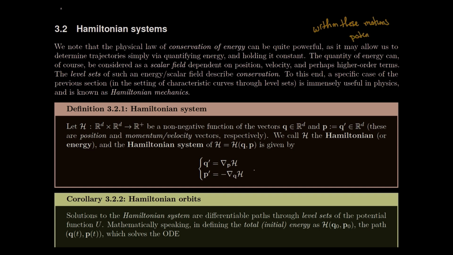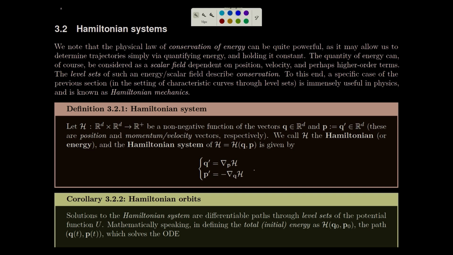And so what happens is within these motions, potential energy and kinetic energy oscillate, and they oscillate against one another, right? You have high potential energy at one point in time and very low kinetic energy at one point in time, and then at a later point in time they flip. So they kind of oscillate between potential and kinetic energy, and these are going to be what's called the Hamiltonian orbits.